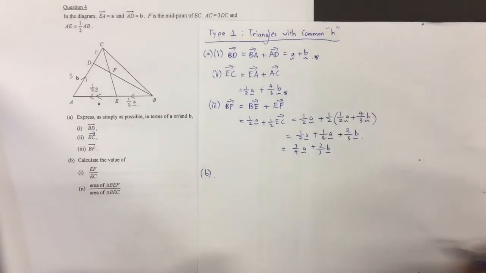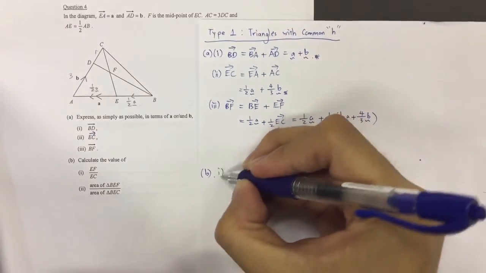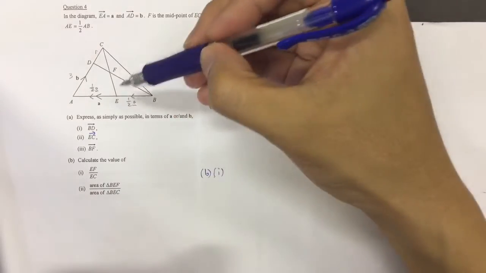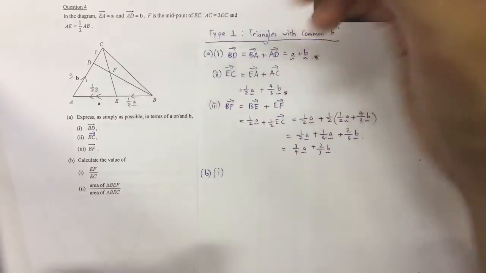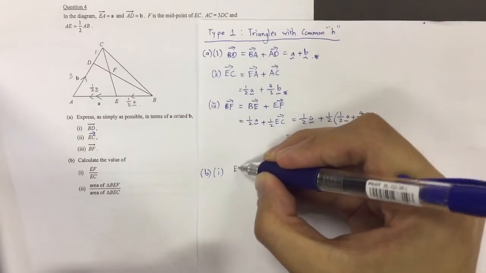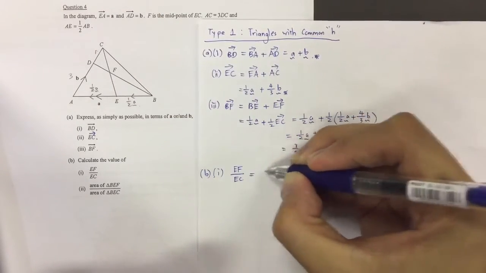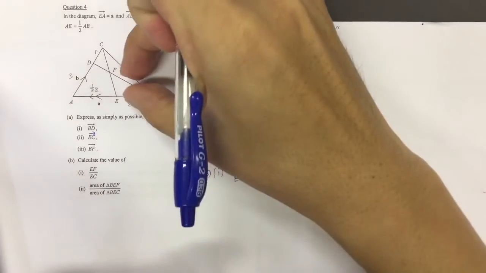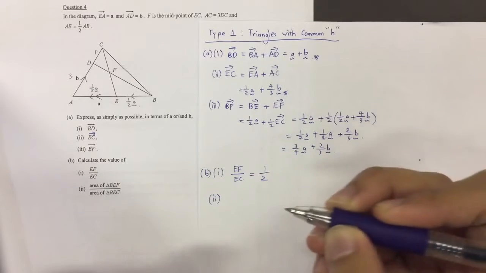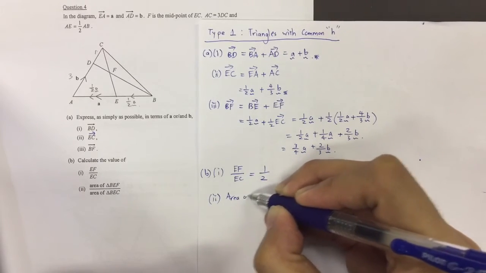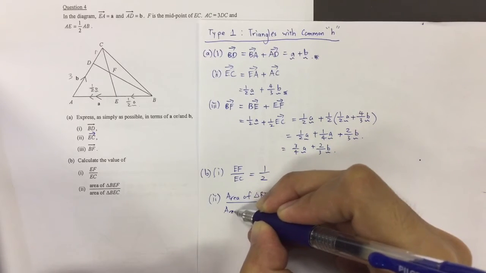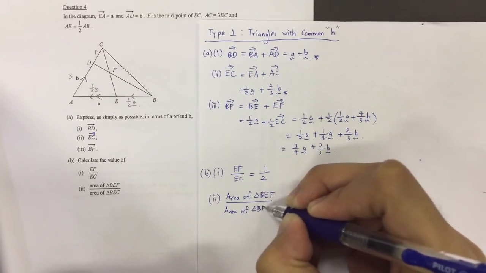Now, to answer the second part, EF over EC. Since they already say F is the midpoint of EC, EF over EC is simply 1/2, because EF is going to be half of EC. So that was pretty easy to answer. Next, area of triangle BEF over the area of triangle BEC.